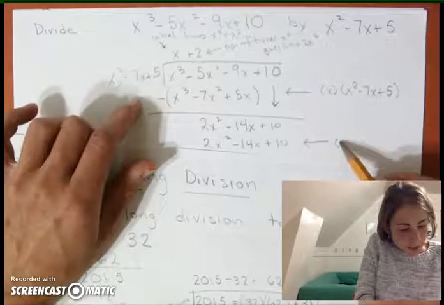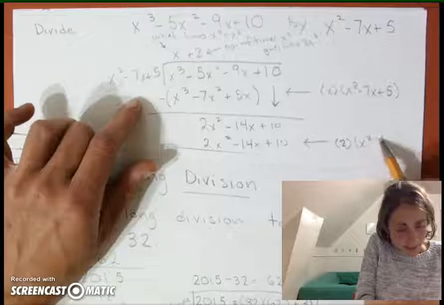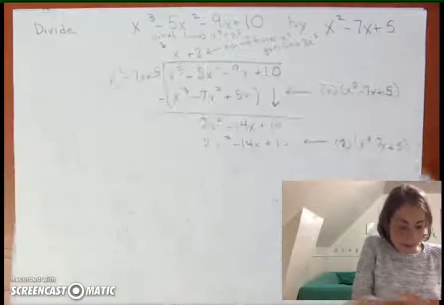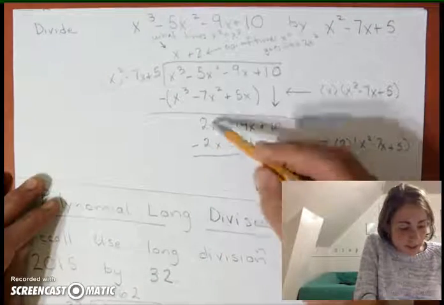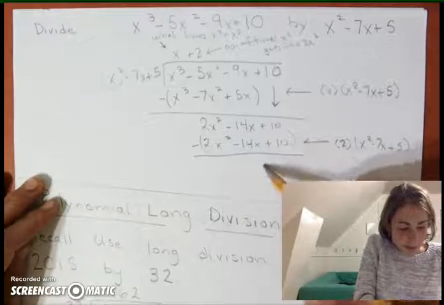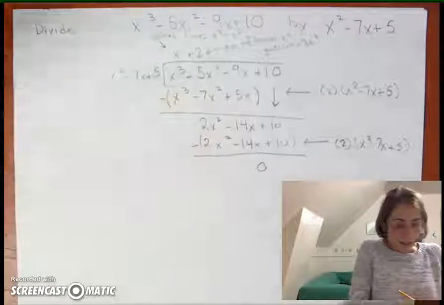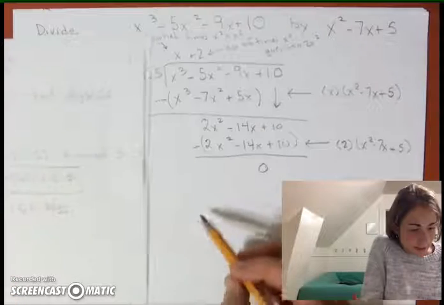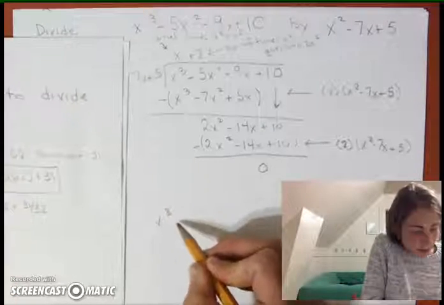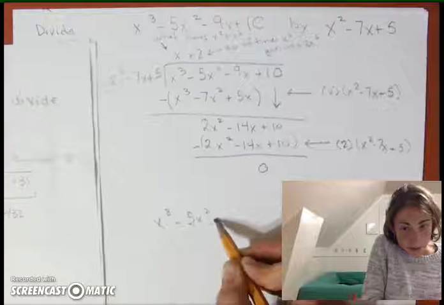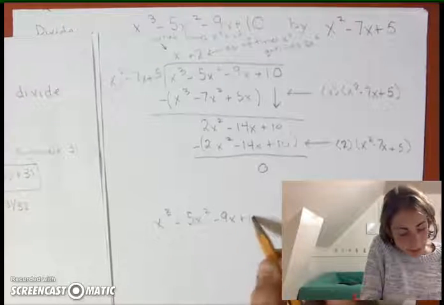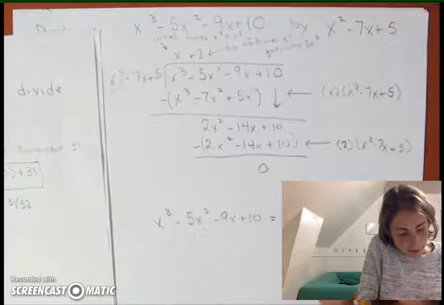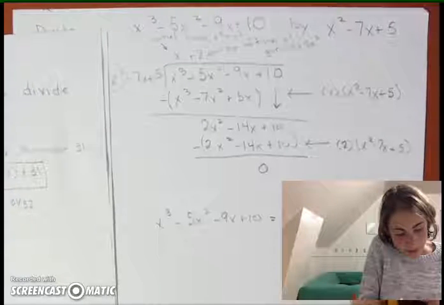This expression is 2 times x squared minus 7x plus 5. And just like before, I have to subtract it. But they're the same expression, so when I subtract, I get 0. So what this tells us, just like before, is that x cubed minus 5x squared minus 9x plus 10 is equal to x squared minus 7x plus 5 times x plus 2.